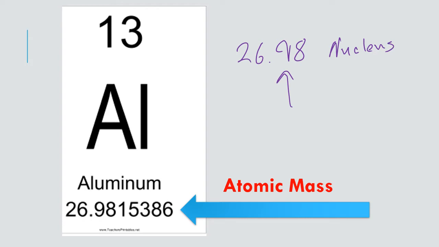And so when scientists came up with the atomic mass, they looked at a whole bunch of different atoms of that particular element and came up with an average mass for them. The reason being is that sometimes elements will have more or less neutrons than what you would think. Sometimes they'll lose a neutron, sometimes they'll gain a neutron, and it doesn't really affect the element, but changes the mass a little bit.